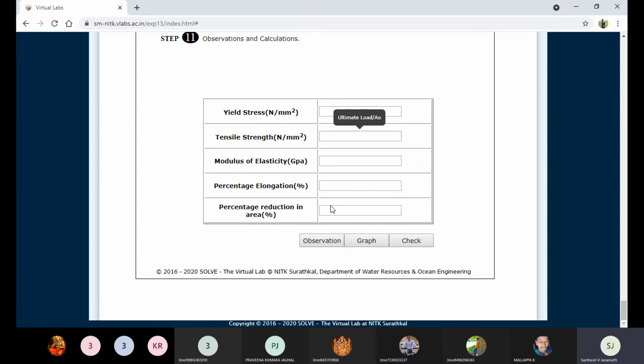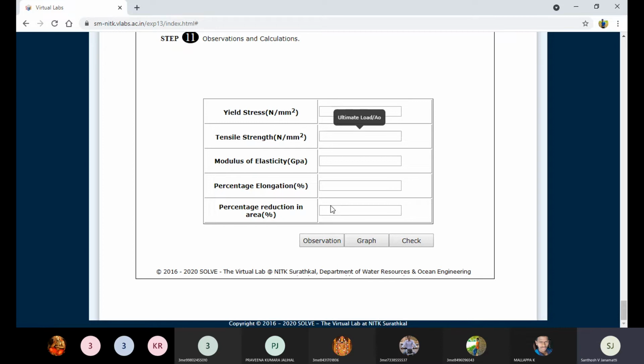And percentage of reduction in area. The area will be reduced here, so we take the initial area. The initial area is bigger than the final area; the final area goes on decreasing. The initial area is around 16.25 diameter, which we convert, so we get the values. That is the bigger cross-sectional area value. So initial area minus final area divided by initial area into 100.